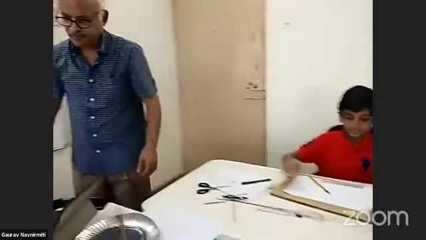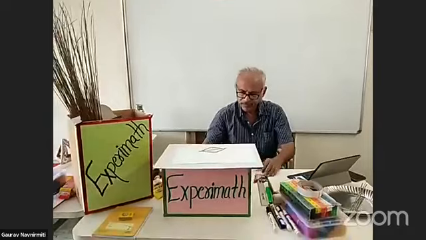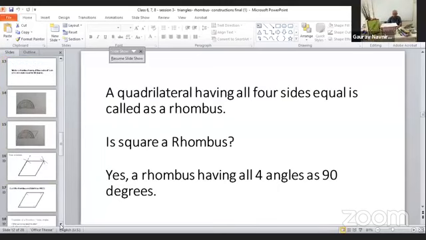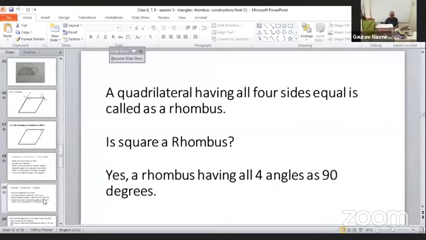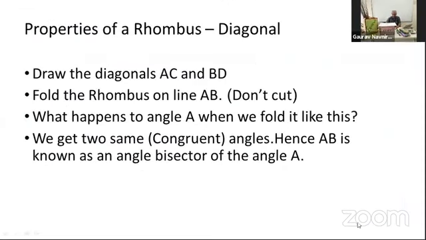So let's now go back to our presentation. Go to slide number 19. Properties of a rhombus, diagonal. We draw the diagonals AC and BD. What we have done may be a little bit different here because we have given the names a little differently.